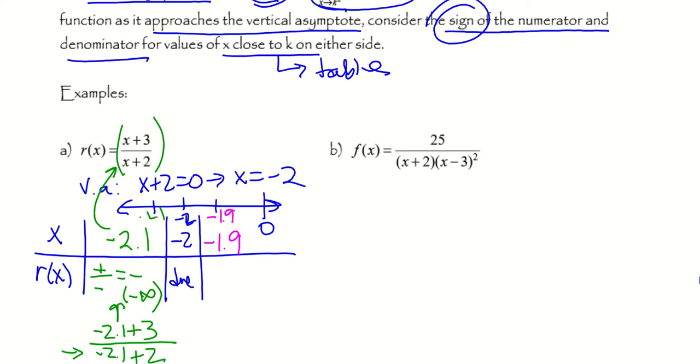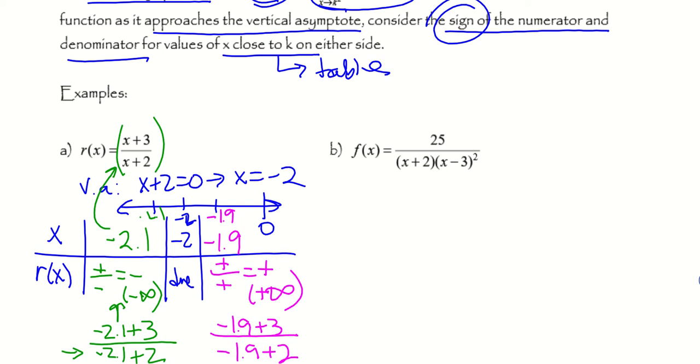If we do the same thing on the right side, then we're going to plug negative 1.9 in for x, so I would get negative 1.9 plus 3, which is positive, and on the bottom I would get negative 1.9 plus 2, which is also positive. Positive divided by positive is positive, which tells me my graph is going up on the right.